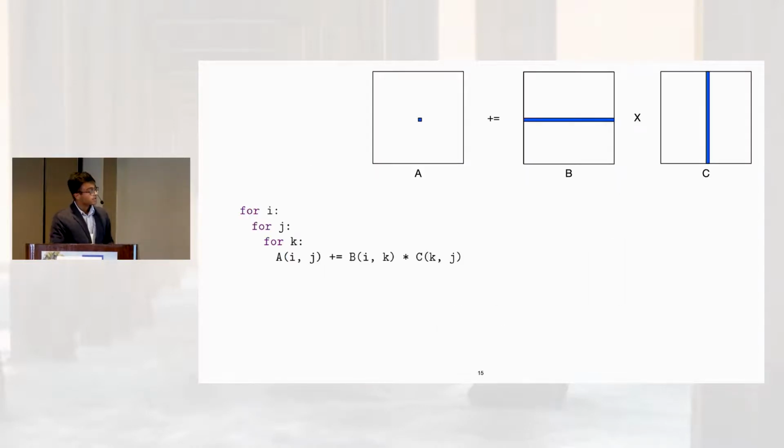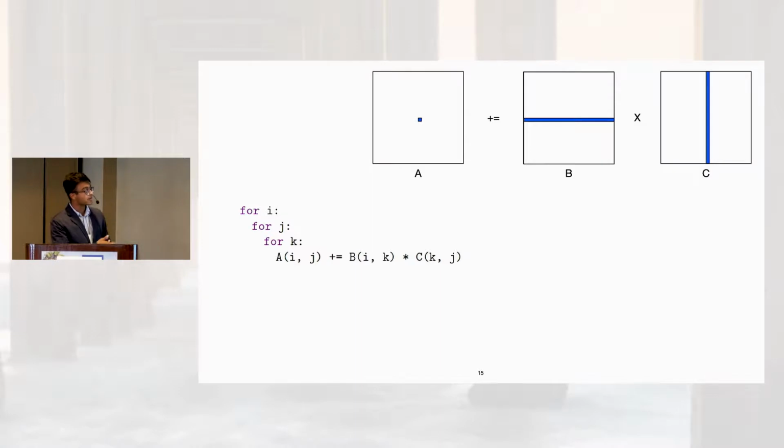So finally, let's actually schedule the computation now, assuming we've placed the data where we want. The way I'm going to represent this, I've got the code down here, and I'm going to apply transformations to it on the right to change the loop structure. And I'm going to try and have a visual representation of that computation at the top.